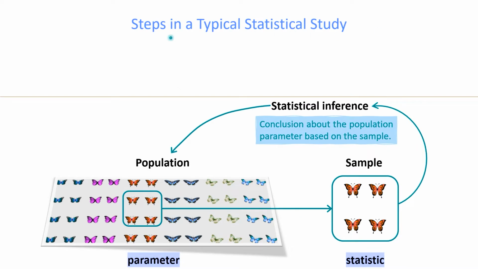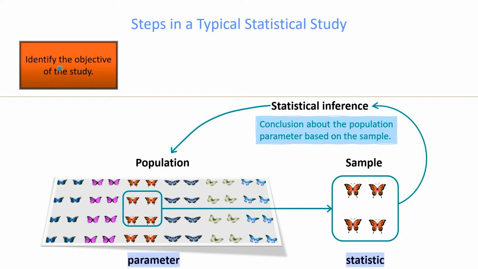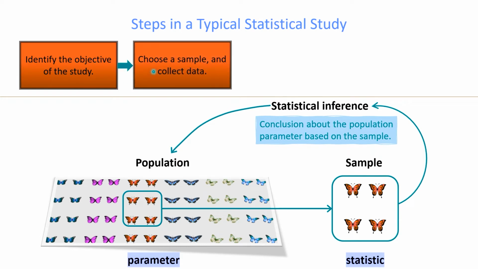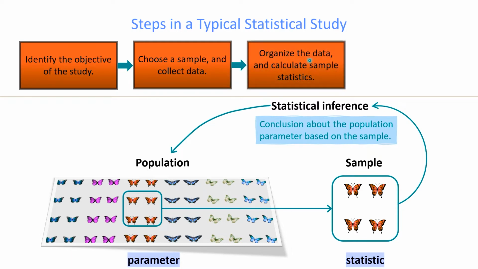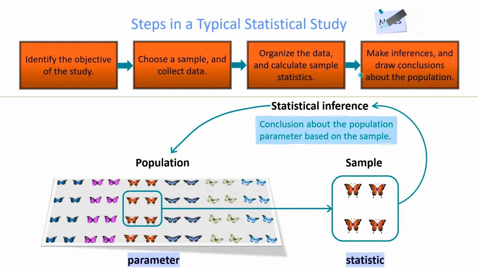Now, looking at the steps involved in a typical statistical study, step 1 will be to identify the objective of the study. And then we choose a sample and collect data. Step 3, organize the data and calculate the sample statistics. And then finally, we'd make inferences and draw conclusions about the population.